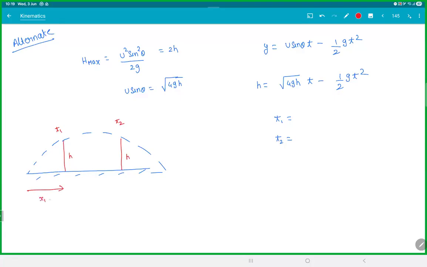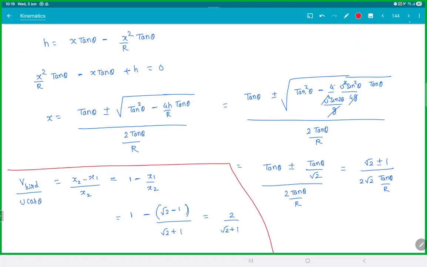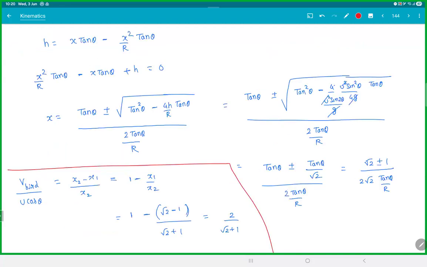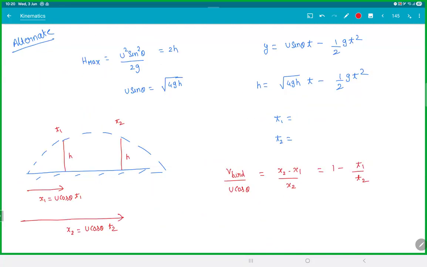Same story. So this is your x1, which is nothing but u cos theta into T1. This is your x2 coordinate, which is u cos theta into T2. So you got them in terms of T1 and T2. And just now we derived v bird by u cos theta is nothing but what? x2 minus x1 by x2. So 1 minus x1 by x2, which is T1 by T2. So take that and substitute. I think this is much faster. This looks better because we eliminated the theta, all things went away. Yeah, this is better.